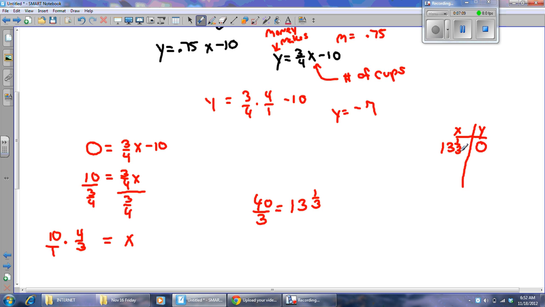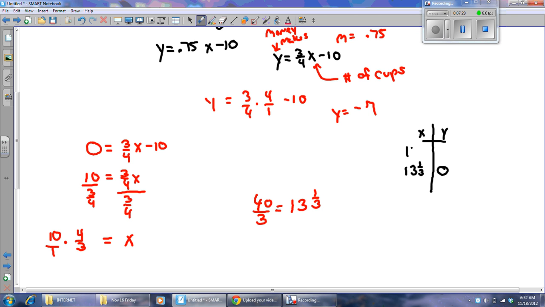But if you think about this, here, let me rewrite this t-table. If you think about it, to make $0, he needs to sell 13 and 1/3 cups.